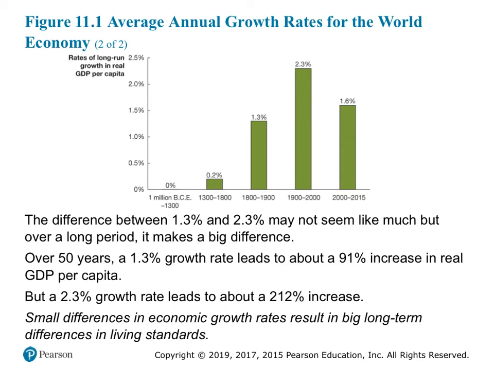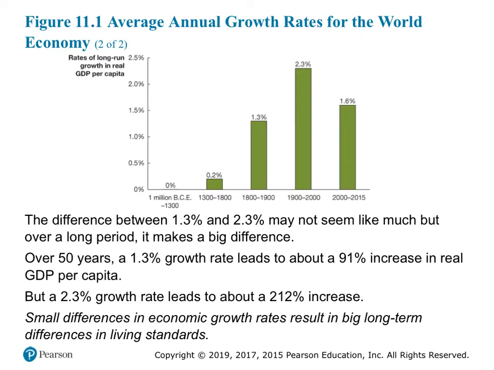But just because we slowed down to 1.6%, it doesn't mean that it's not a big difference. For example, if you look at the difference between 1.3% and 2.3% over 50 years, a 1.3% growth rate leads to a 91% increase in real GDP per capita. That's huge. And then a 2.3% growth rate leads to a 212% increase. So even small increases in economic growth rates in the long term can lead to big changes in living standards.